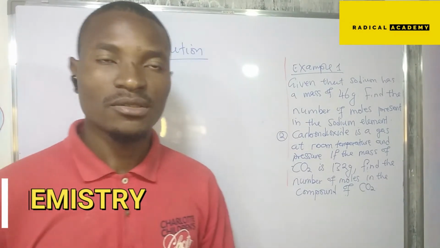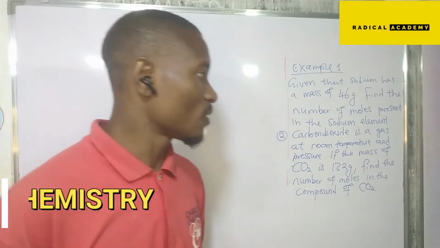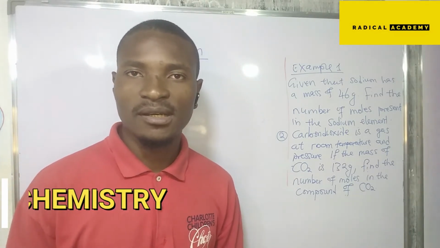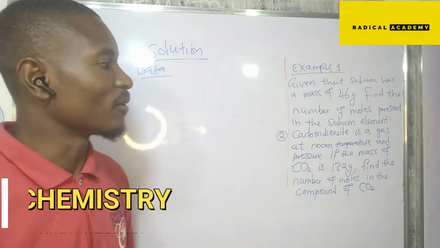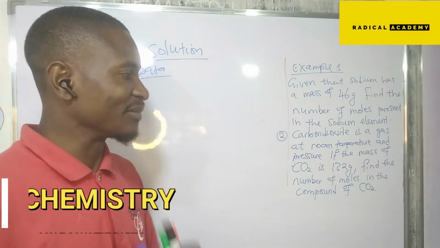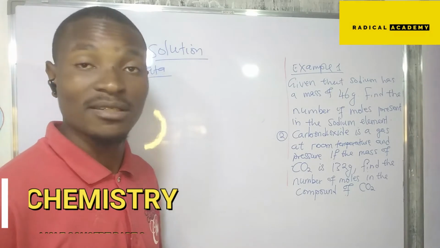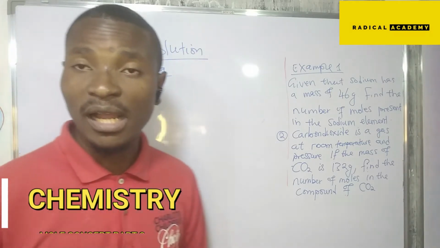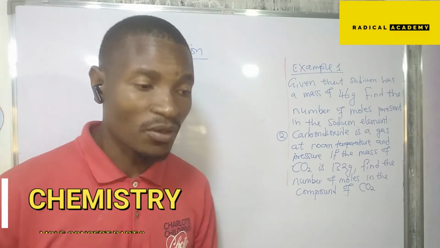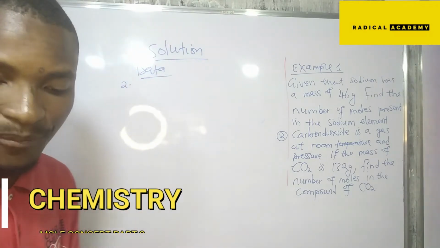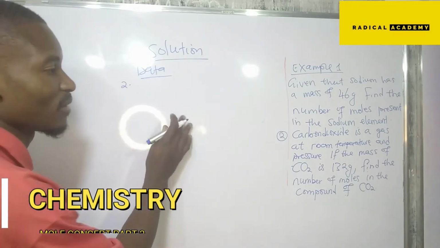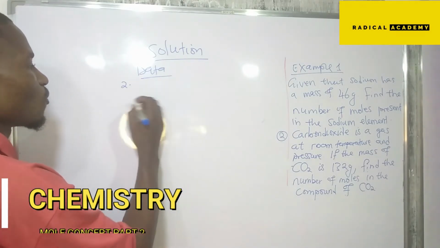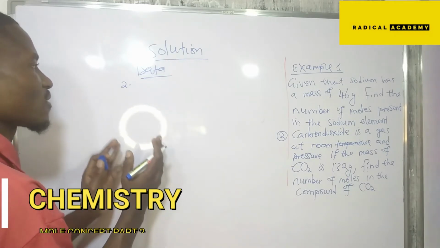So now let's go to the last example, which is calculating the number of moles if you were given a compound. Carbon dioxide is a gas at room temperature and pressure. If the mass of carbon dioxide is 132, find the number of moles in the compound. On this one, it's the same thing that we did for sodium. What you need to do is find the total mass for the compound.